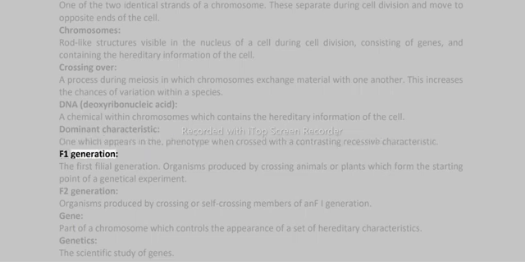F1 generation, the first filial generation. Organisms produced by crossing animals or plants which form the starting point of a genetical experiment. F2 generation, organisms produced by crossing or self-crossing members of an F1 generation. Gene, part of a chromosome which controls the appearance of a set of hereditary characteristics. Genetics, the scientific study of genes.